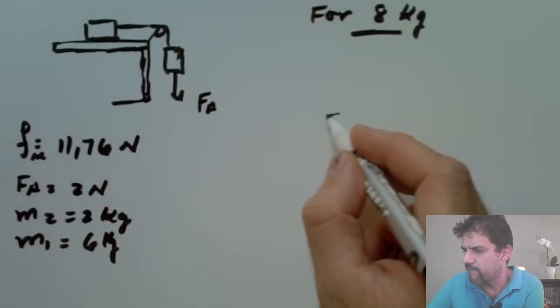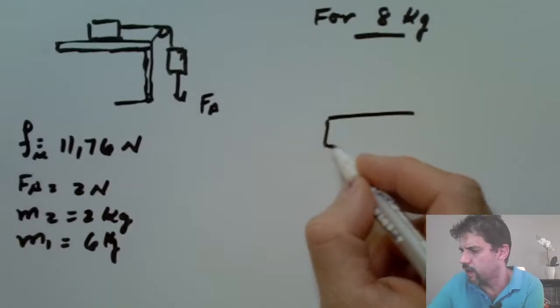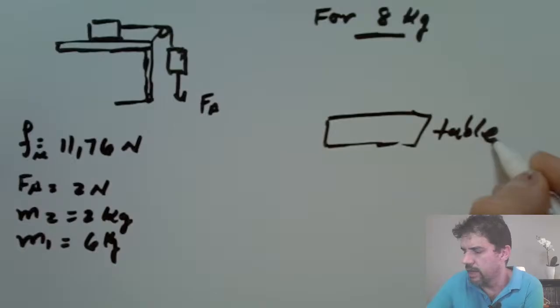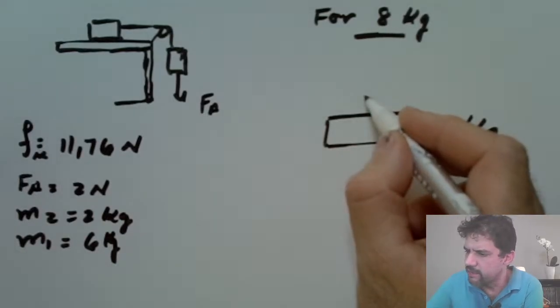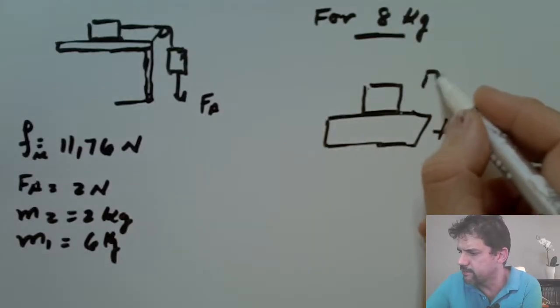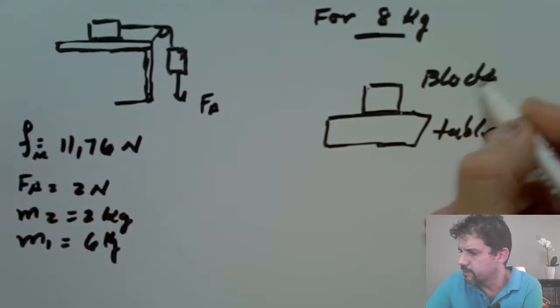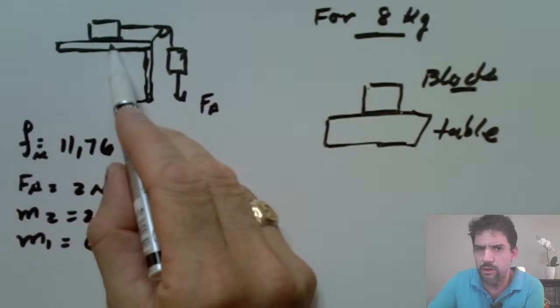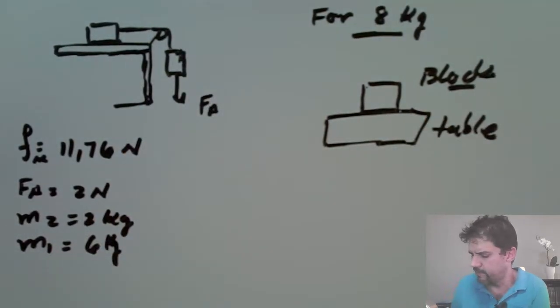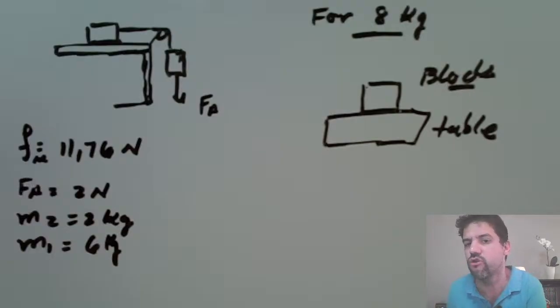So first we have a table. I'm going to make it as if we zoom in on it. And then on the table, there is going to be the block. All right, so you must imagine that I enlarge the table. The first action-reaction pair we're going to identify is the reaction to the normal force.